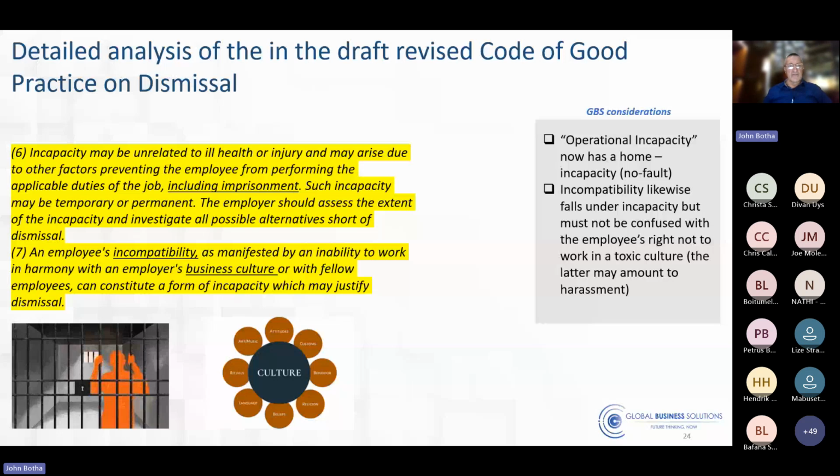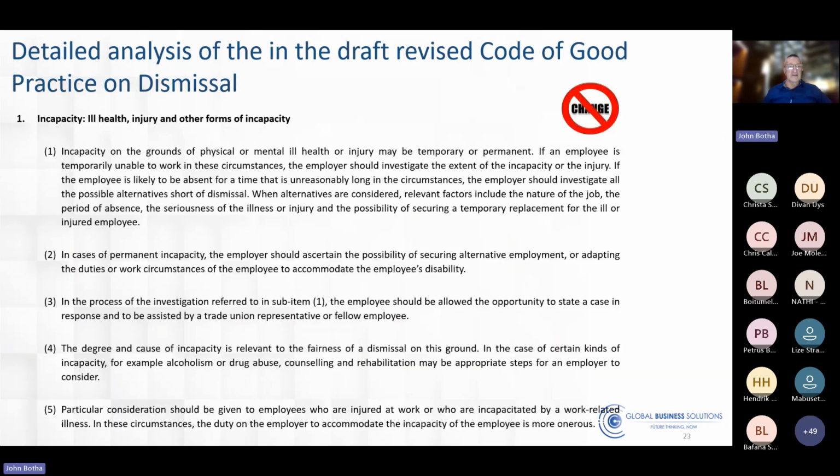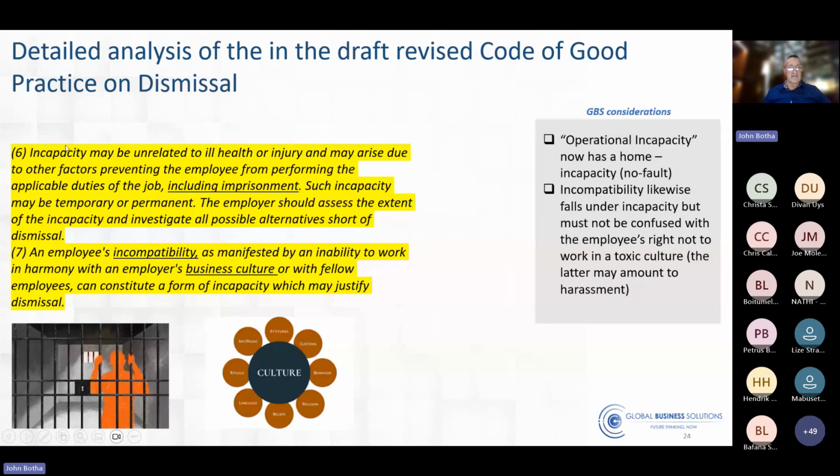Colleagues, what I also find very interesting, and you've got to listen to this. I know it's a lot of detail and your brain is probably elsewhere. You're probably doing emails. If you are, I want you to please come back and listen to this amendment. Under the heading of incapacity, you see it over there, they've now included two new forms of incapacity. Firstly, incarceration or imprisonment. And secondly, incompatibility, where people don't fit into the business culture of the employer.